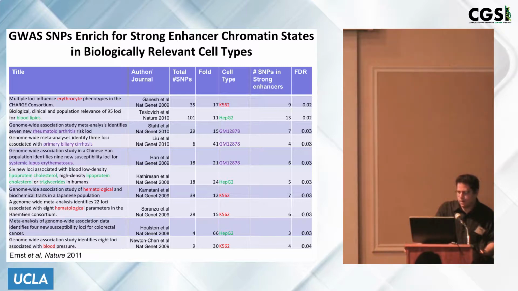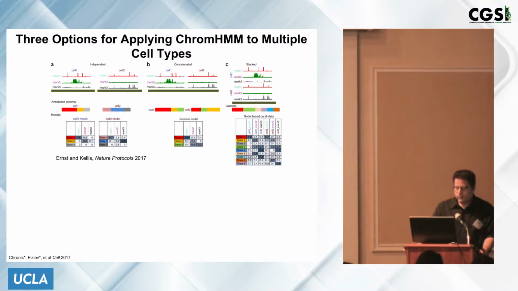And since then, there's been quite a lot of work in this area at the intersection of GWAS and epigenomic data using far more sophisticated analysis approaches. On the question of how you model multiple cell types, what we took here was an approach based on concatenating the different cell types, but it's useful to see that with the existing ChromHMM software, there are actually 3 immediate ways you can apply the software when you have data from multiple cell types.